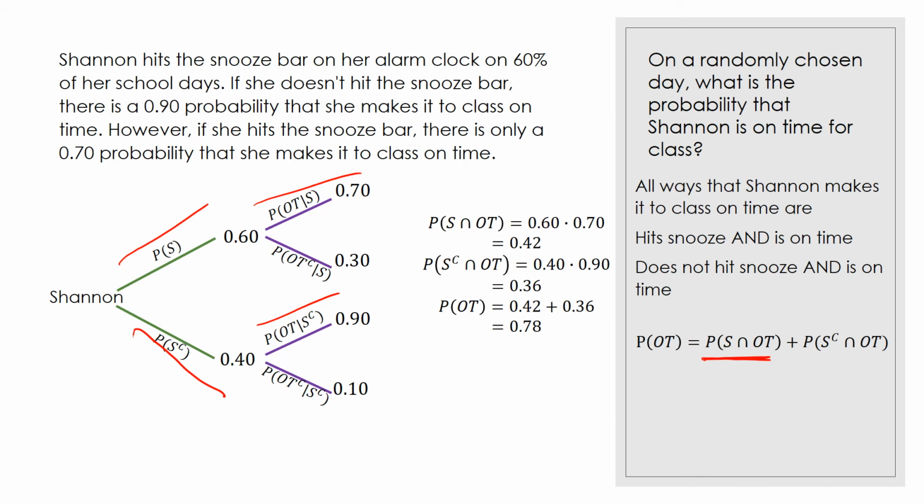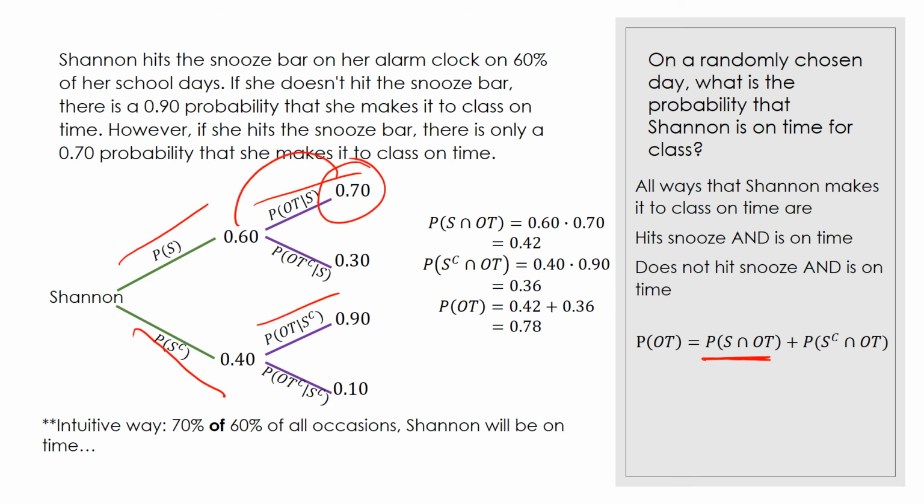Now, that's using the formula and the rearranging, and that can be a little bit confusing. To me, I've always understood it in an intuitive way, and I always want to never take away your intuition. Here's what I read this as. Well, on 70% of 60% of all occasions, looking at this backwards, Shannon will be on time, right? 60% of those occasions, she's going to hit the snooze button. But on 70% of those 60%, she's on time. Now, that word of is really, really important. 70% of 60% of all occasions.